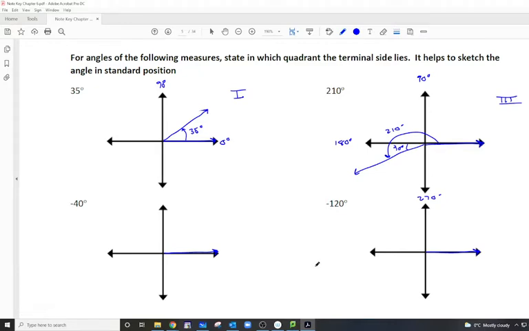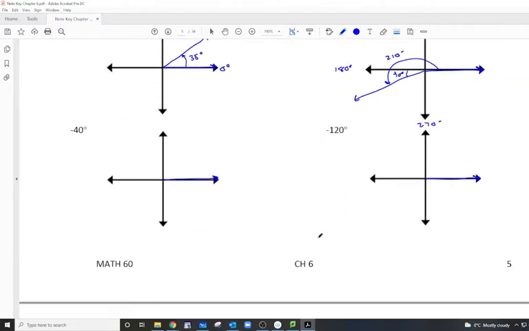Okay, these two angles are negative rotations, but I want you to do the same thing. Think about, if you're reading it, which direction are you reading, and what quadrant will it lie in? So pause the video.